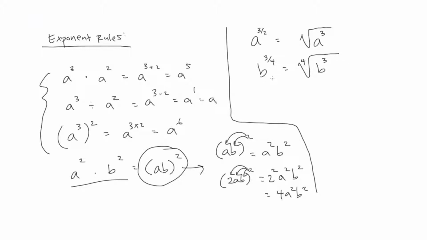In your calculator, though, if you need to actually find the value of this, you can plug in b caret. Make sure you have your parentheses, 3 divided by 4, and that's exactly the same thing. The last rule that we have to go over is when you have a negative exponent. So if you have a to the negative 2, this could be rewritten as a fraction, 1 divided by a squared. So make sure that you know these rules.